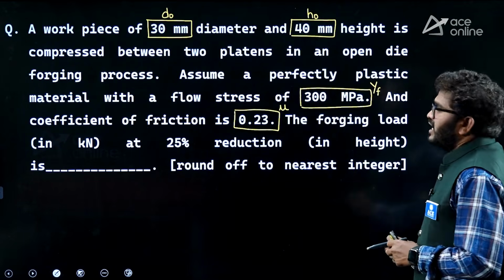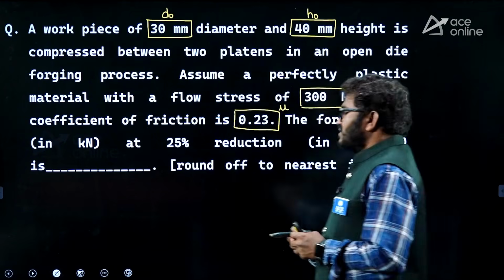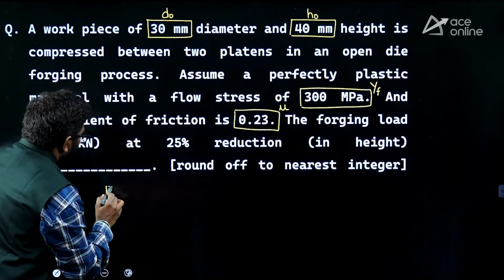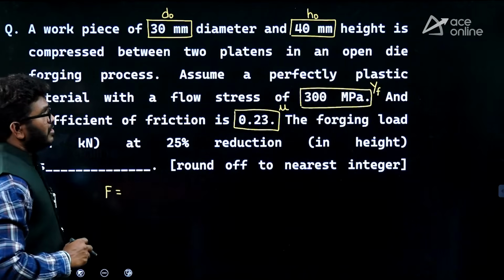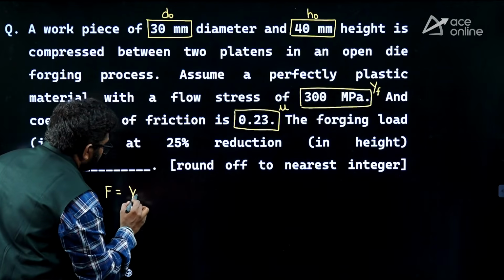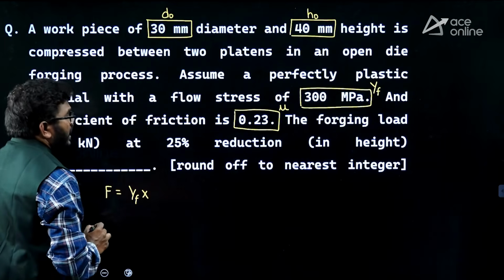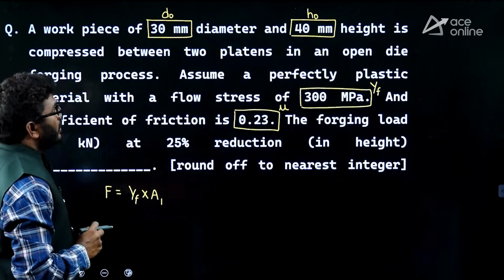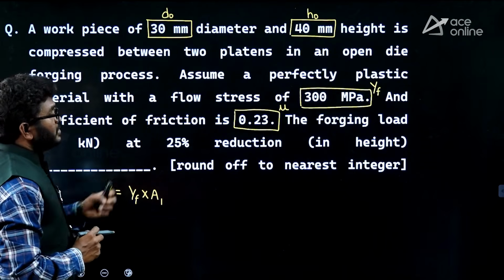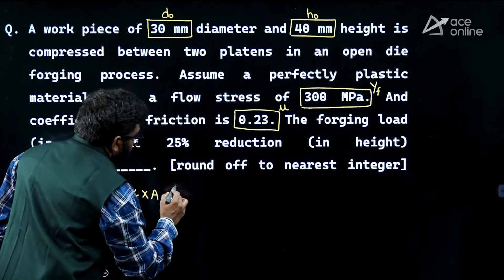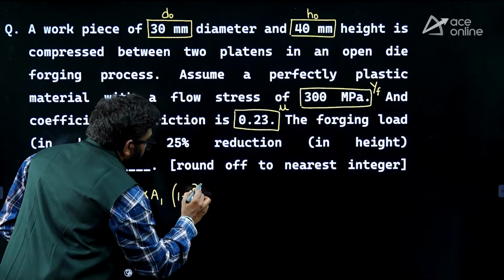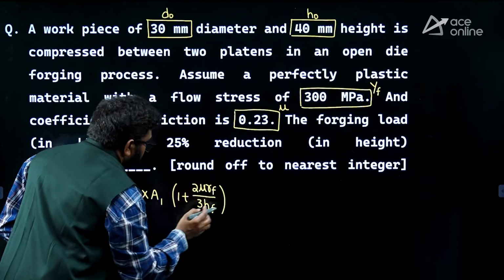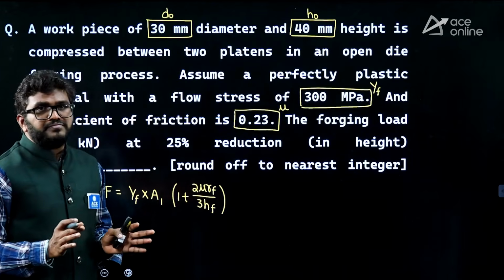Listen carefully. They are asking the forging force. How will you calculate it? The flow stress of the material into the final area, A_F or A1, into, since friction is given, 1 plus 2 mu R_F by 3 H_F. This is the formula. If you remember the formula, you will get the answer, otherwise you can't.